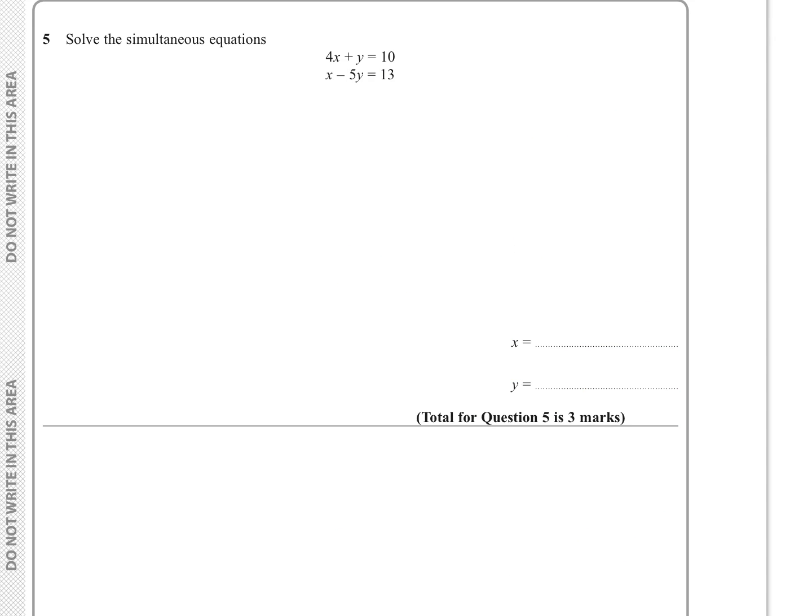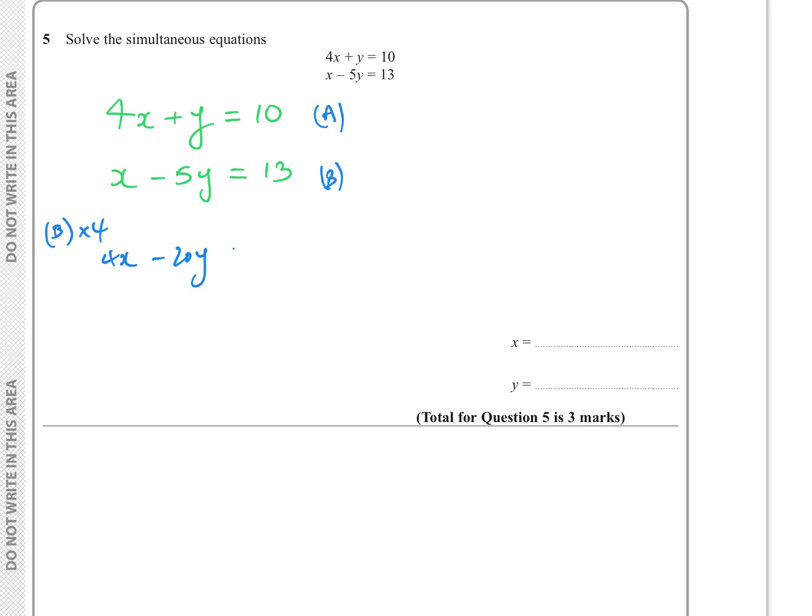Question 5. Solve the simultaneous equations 4x plus y equals 10 and x minus 5y equals 13. Well, I'm going to try and get the coefficients of x the same in both, so I'm going to call this equation A and B, just for the explanation. I'm going to times equation B by 4, and that's going to give me 4x minus 20y equals 52. I'll call that equation C.